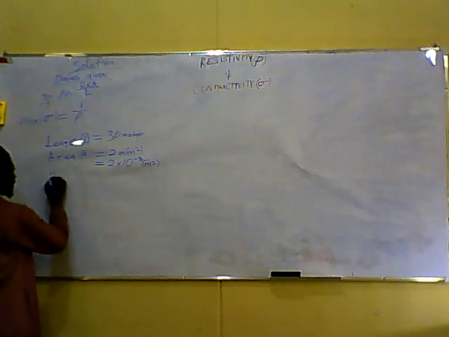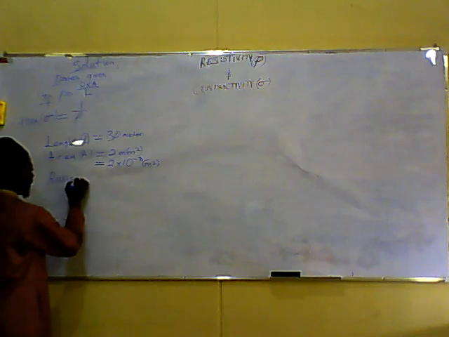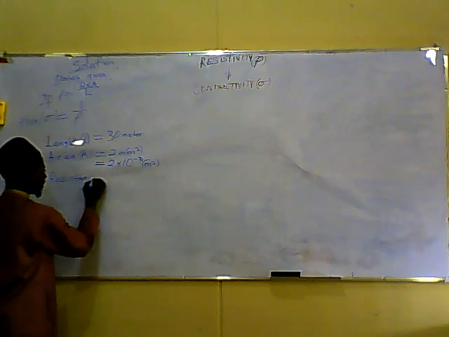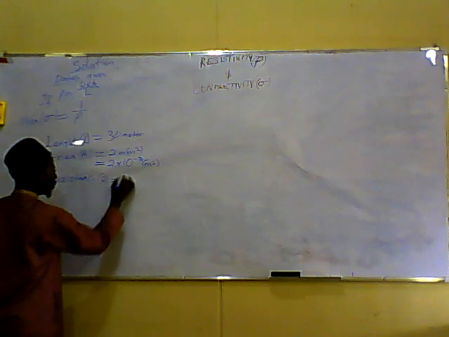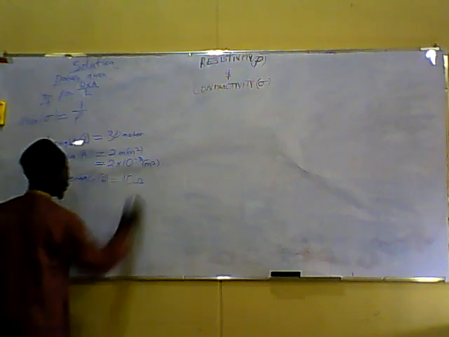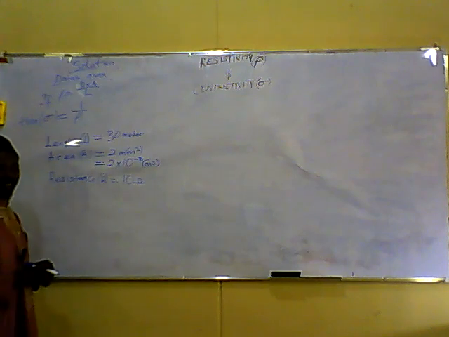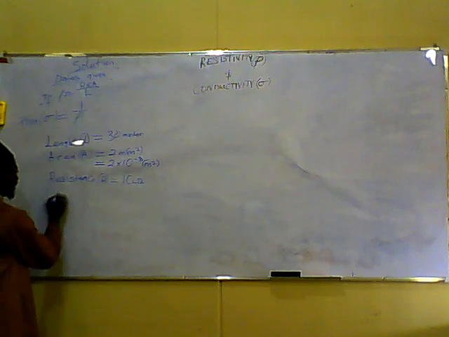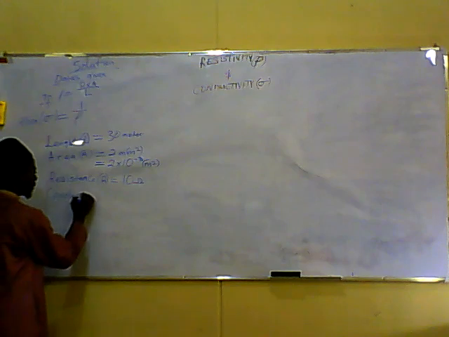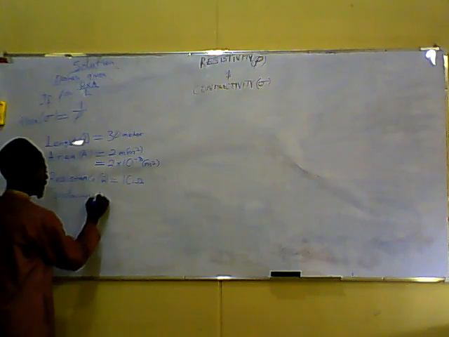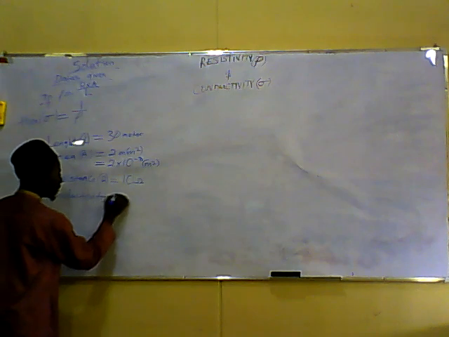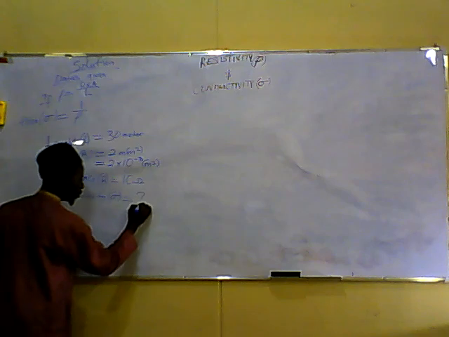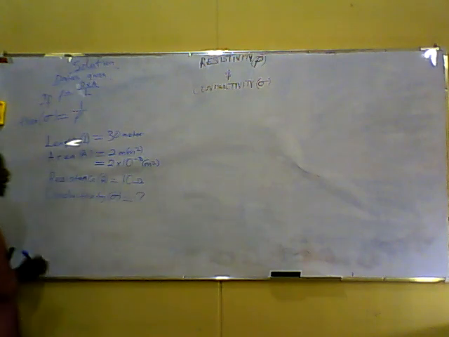It has a resistance of 10 ohms. So resistance R is equal to 10 ohms. Calculate the conductivity of the metal. So we find conductivity, that is sigma, which is equal to question mark, that is unknown.